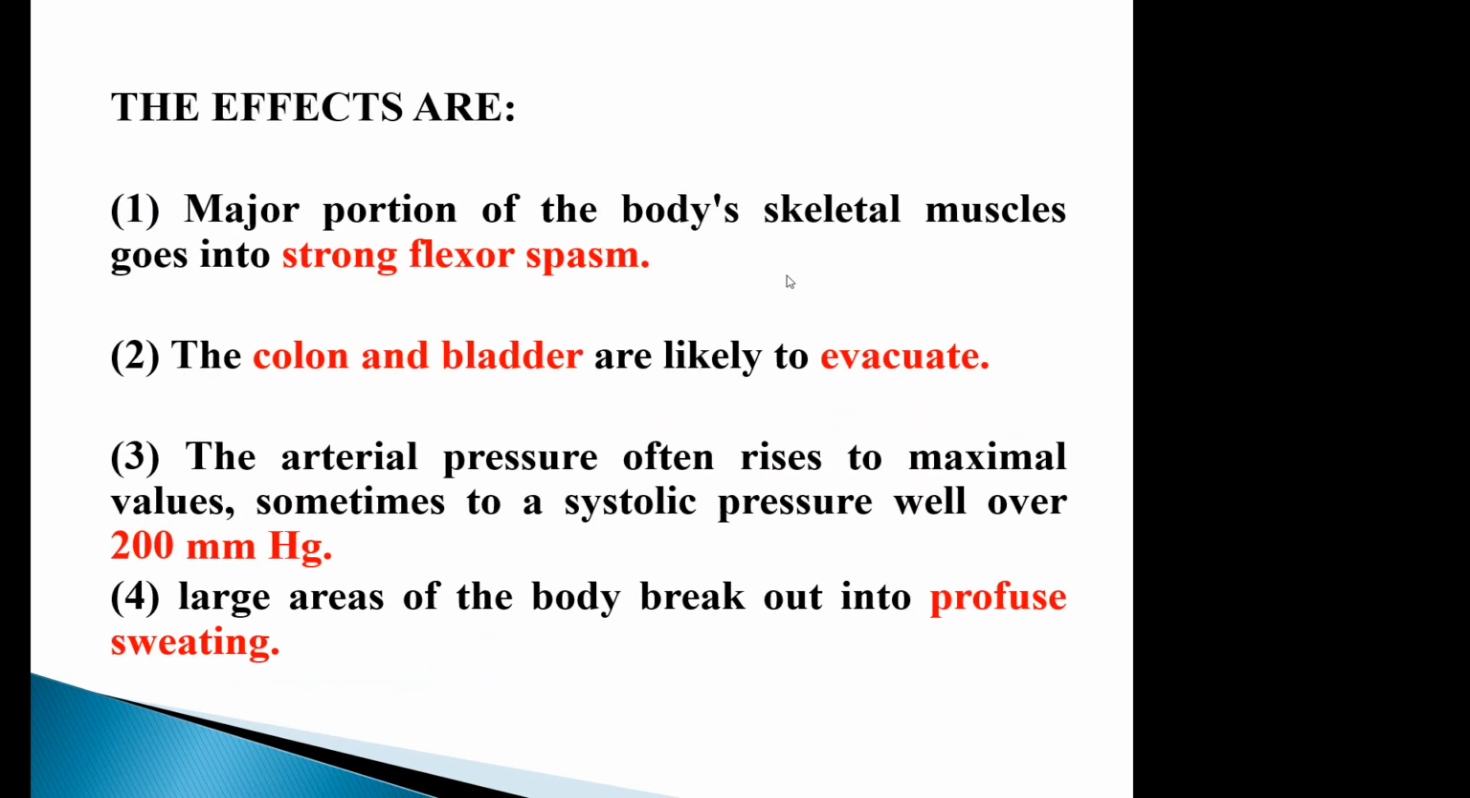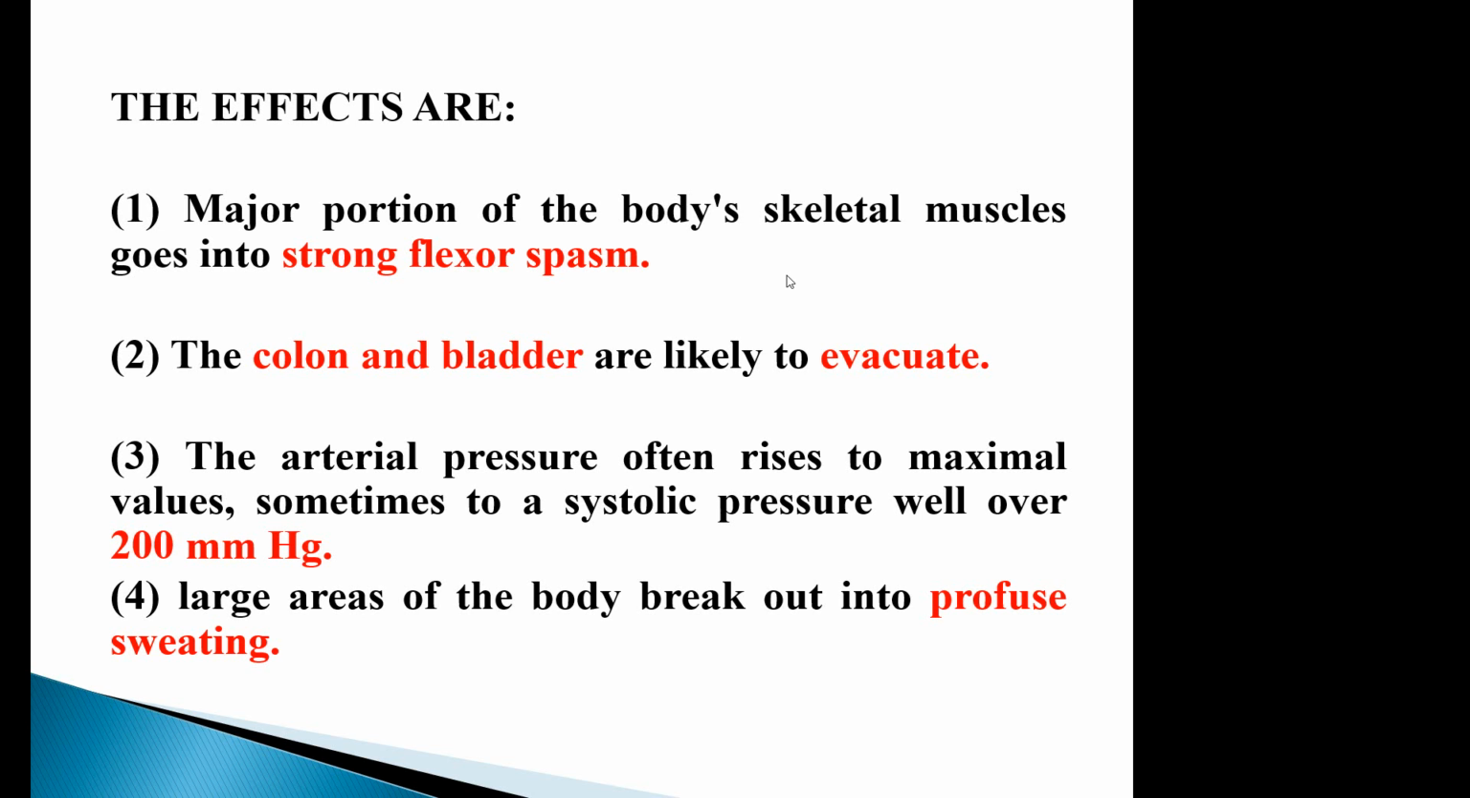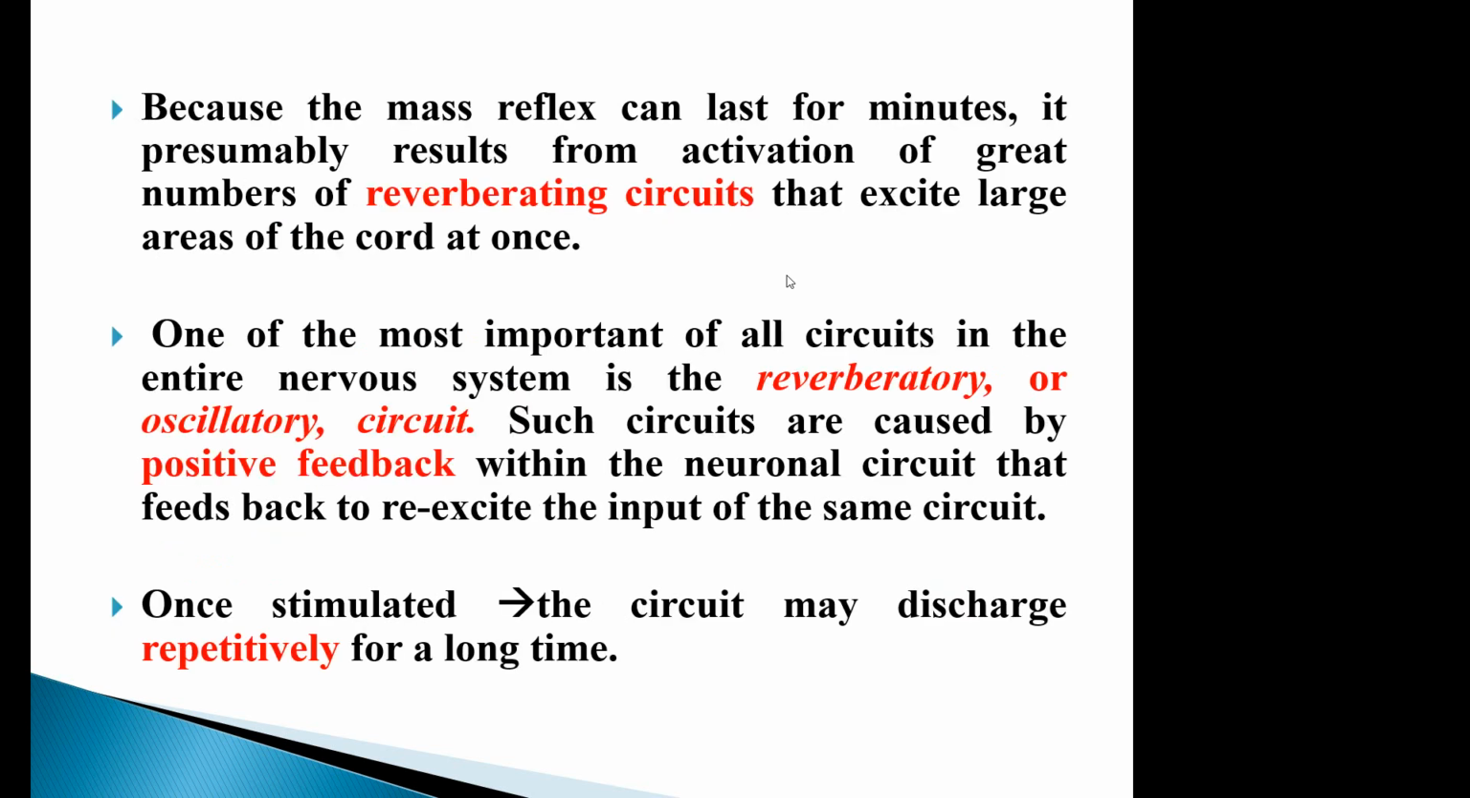The effects are that the major portion of the body's skeletal muscles goes into strong flexor spasm. The colon and bladder are likely to evacuate. The arterial pressure often rises to maximal values, sometimes to a systolic pressure well over 200 millimeters of mercury. Large areas of the body break out into profuse sweating. Because the mass reflex can last for minutes, it presumably results from activation of great numbers of reverberating circuits that excite large areas of the cord at once.